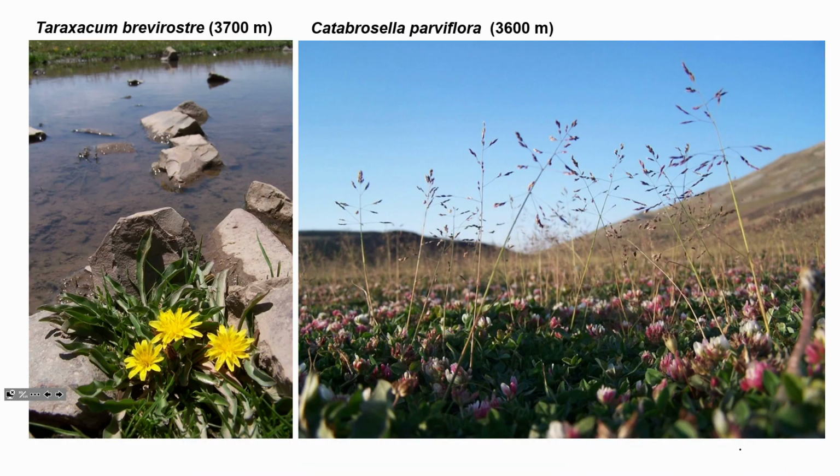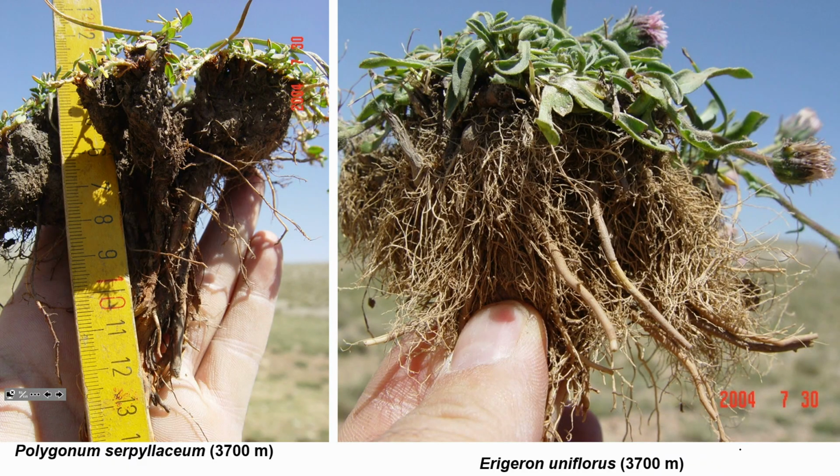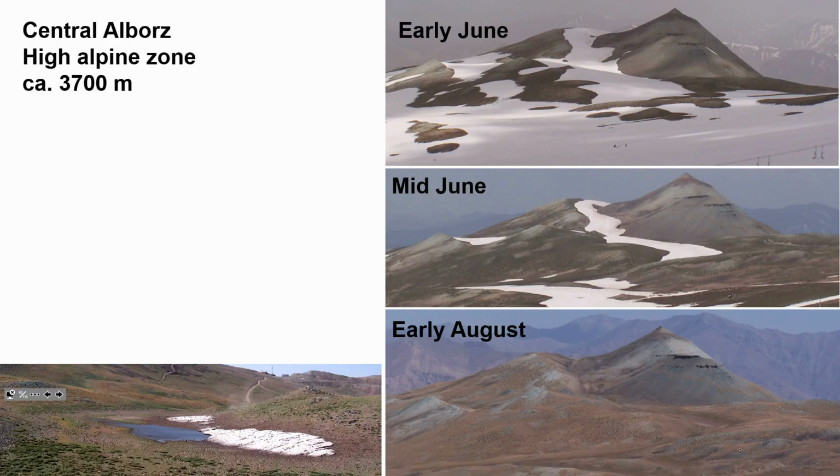And snowbed vegetation types. Usually they are patches surrounded with thorn cushions, with characteristic species like Taraxacum brevirostre, Catabrosella parviflora, and some Polygonum serpyllaceum, Erigeron uniflorus. You can see how their morphology, rosette shape, is adapted to these snowbed habitats.